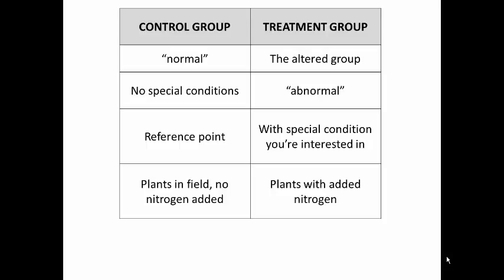I want to take a step back into what this word variable means. It's often used and a lot of people can't really explain it. A variable is some factor that has changing amounts. So it's variable. So in this case, there's variable amounts of nitrogen and there's variable amounts of plant growth. So they're both variables. So in this case, our treatment is going to be the group with the added nitrogen.